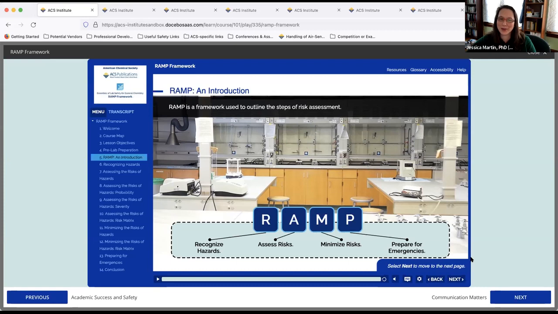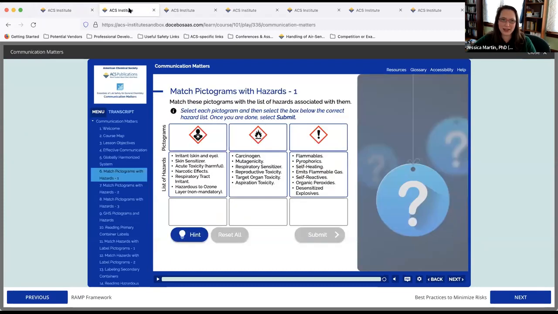Learners are introduced to the basics of risk-based thinking throughout the lessons of this course. They begin to learn how to recognize hazards through an introduction to GHS pictograms, container labels, and safety data sheets. I will show you some examples of this here.